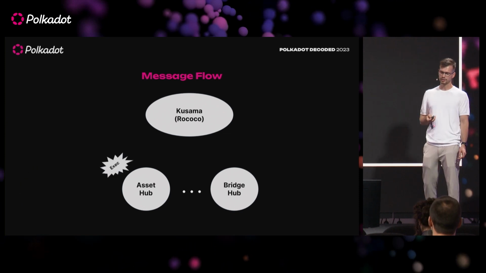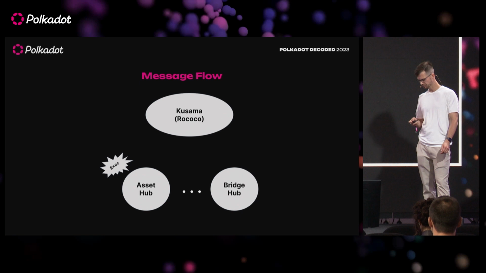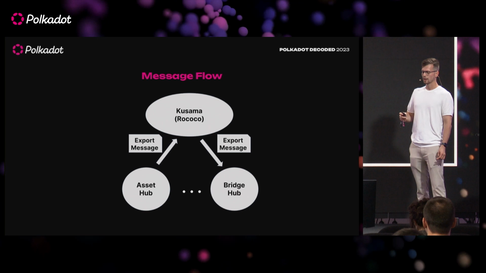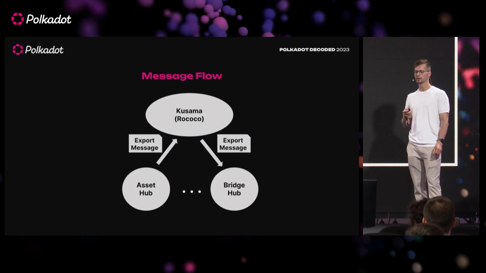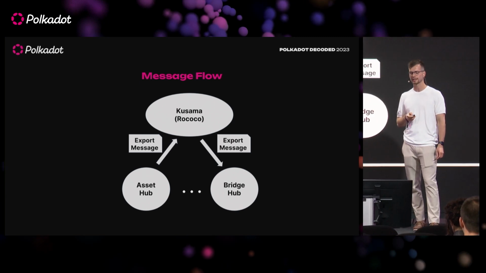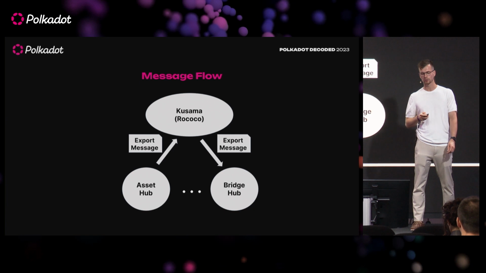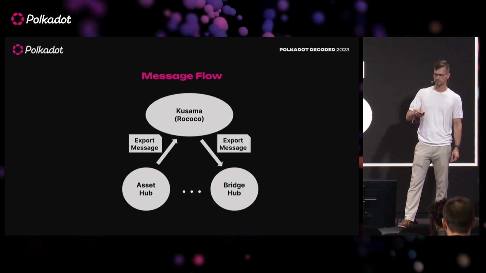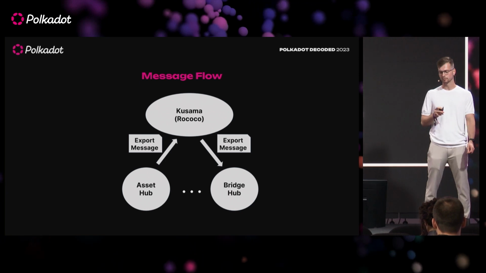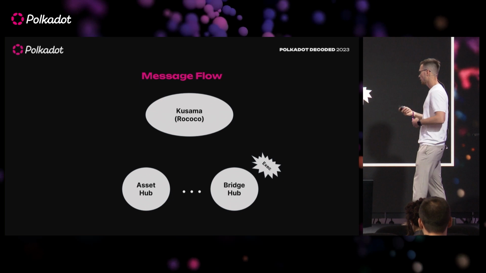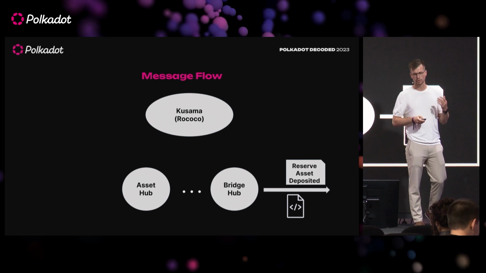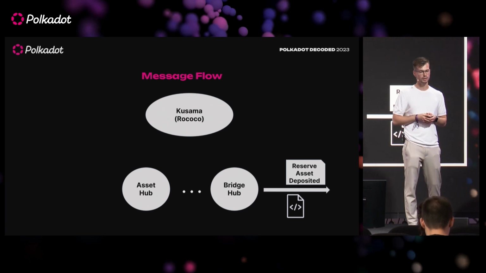So that extrinsic gets executed on the Asset Hub. And then the rest of the instructions are sent to the BridgeHub with the export message instruction. It's a new XCM instruction enabled by XCM v3, and that instruction tells the BridgeHub to export some set of messages to an external consensus system. So BridgeHub executes that message, and our messages are ready to be relayed to the destination chain, to the destination consensus system.